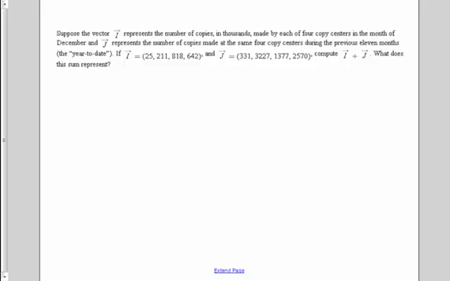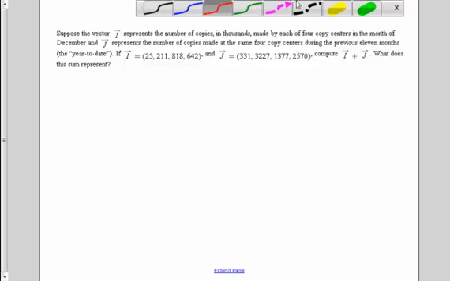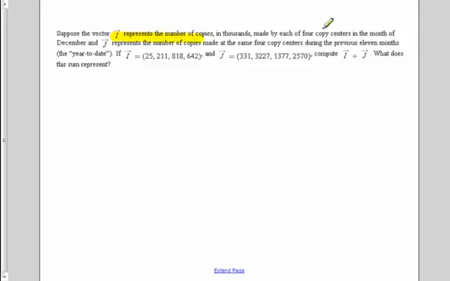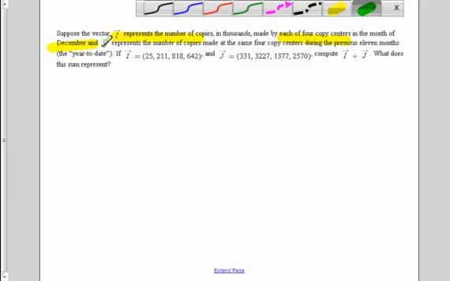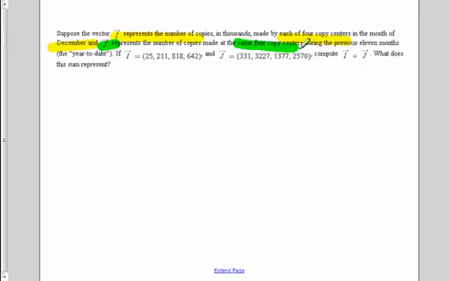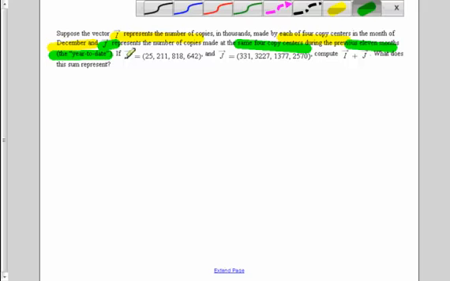and then in the next video there'll be a plethora of example problems. So we've got 4 variables represented here. We've got vector I, which is the number of copies made at each of the 4 copy centers in December, and J is the same 4 copy centers during the previous 11 months. So we're talking about a full year if you add them together. So we're adding I plus J, the previous 11 months plus December.